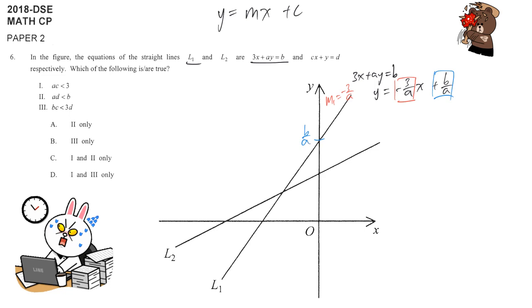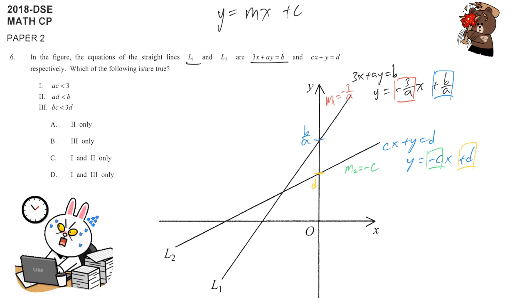Label clearly. Sometimes I will be confused between line 1 and line 2. And then similarly, for line 2, we know cx plus y equal to d. So y is equal to negative cx plus d here. It's quite convenient. We know that negative c means slope 2 is equal to negative c. And this d here means the y-intercept is d.